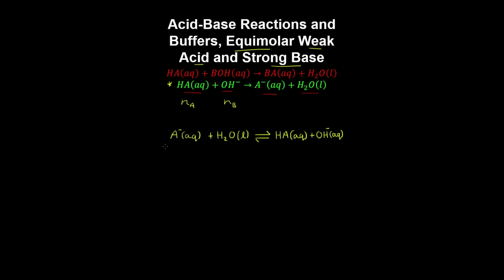And from here you can use an ice table and the equilibrium constant for the reaction to find the unknown concentration of hydroxide. And therefore you can find the pOH and then find the pH of the solution at 25 degrees, which will be slightly basic given there's hydroxide in the solution.